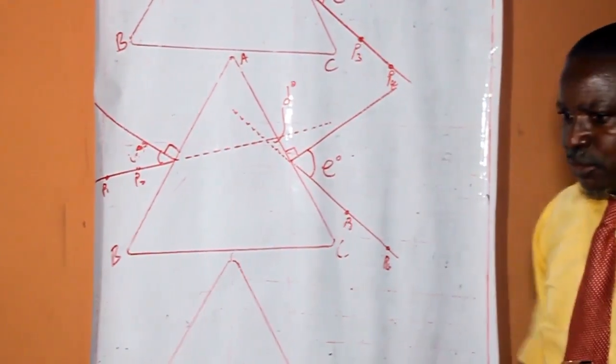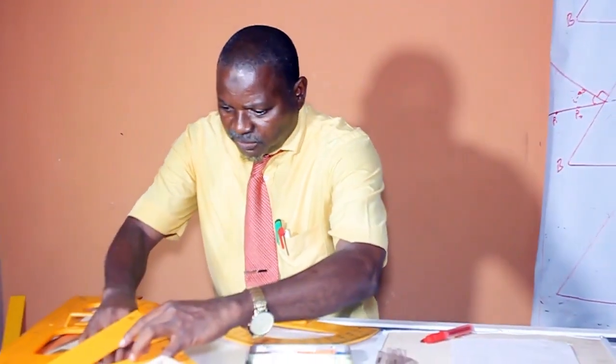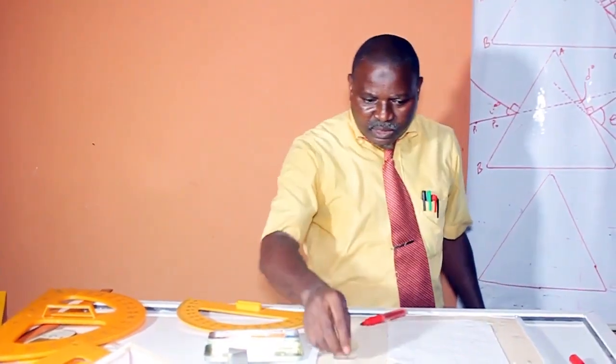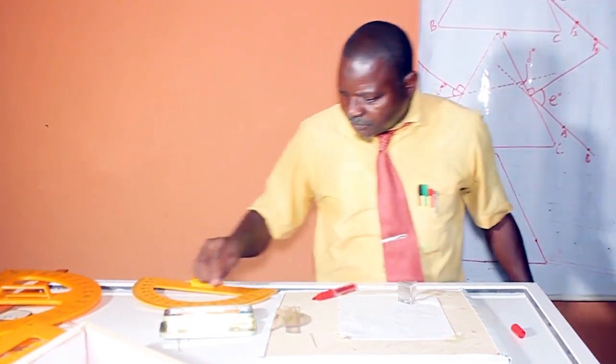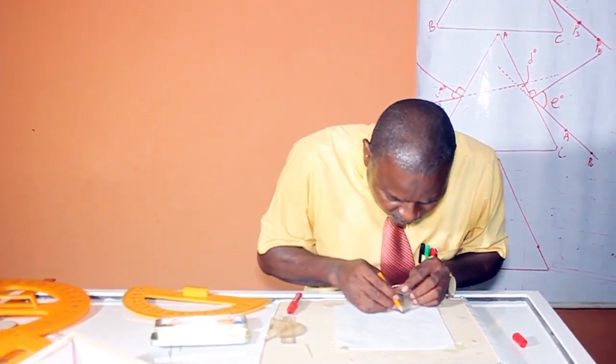So, and so on and so forth. But in the case of the student, let me demonstrate that one for the student. This is the prism. You use a pencil to trace it.